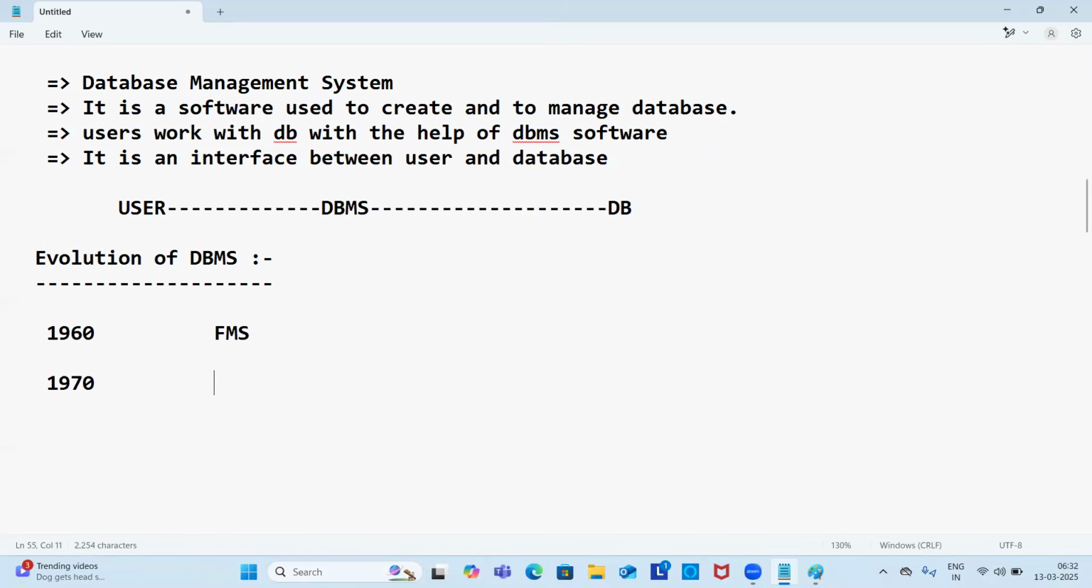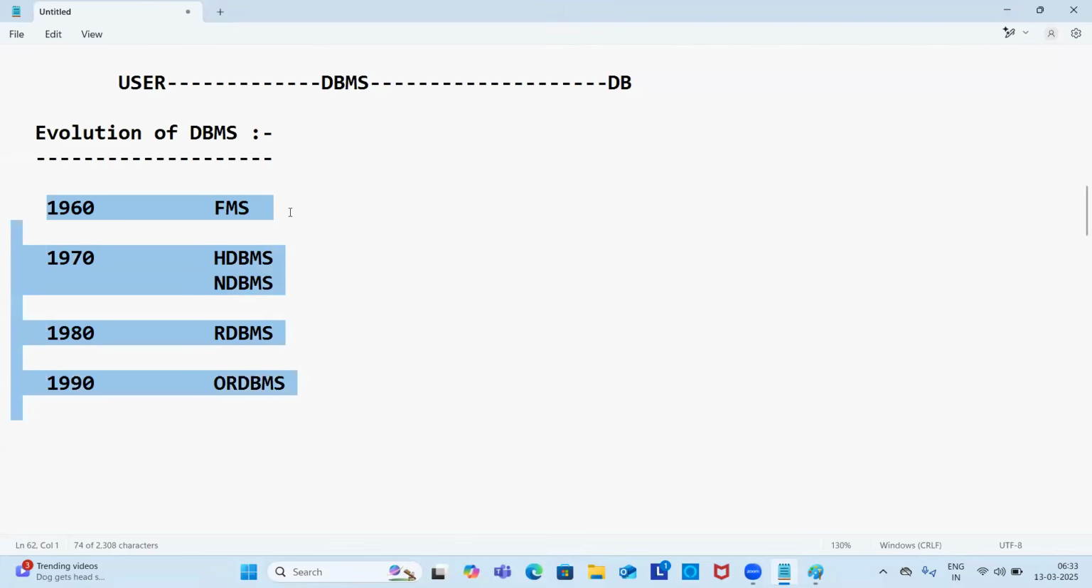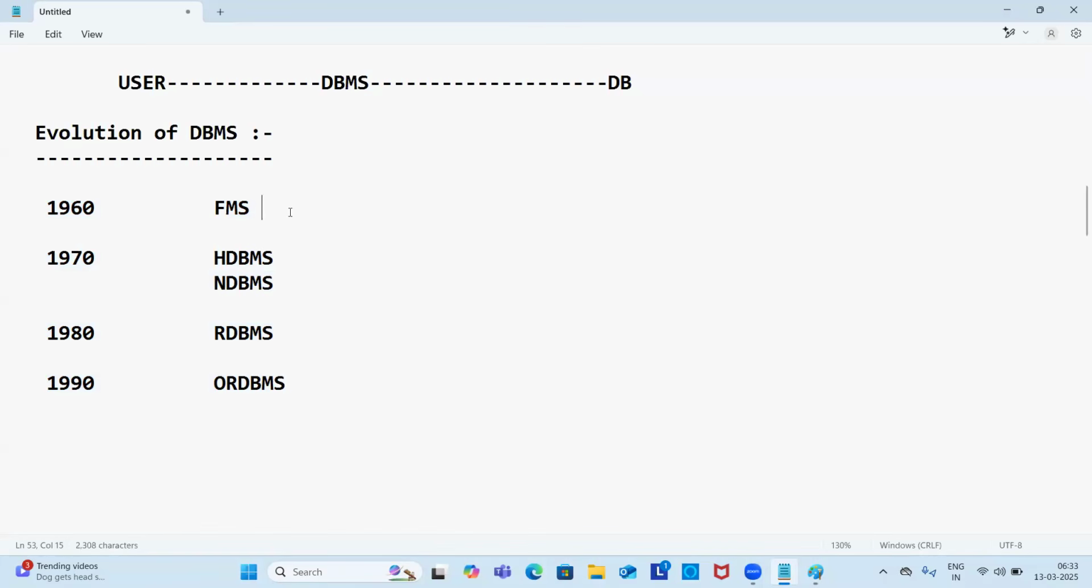In the 1970s, the companies started using HDBMS, next NDBMS, in the 1980s RDBMS, and in the 1990s ORDBMS. That's it. So this is the evolution of DBMS, step-by-step development in DBMS. Initially, data storage started with FMS, later HDBMS, NDBMS, RDBMS, ORDBMS. What does FMS stand for? File Management System.